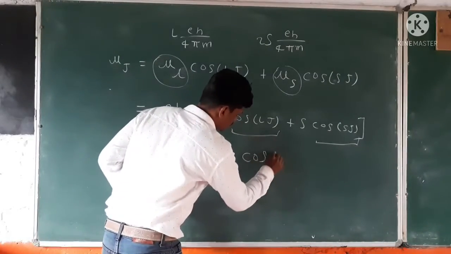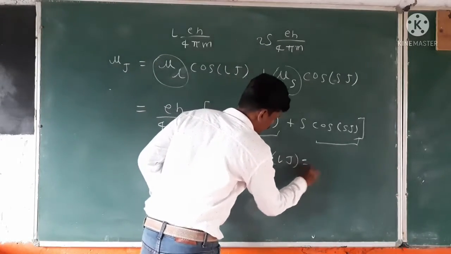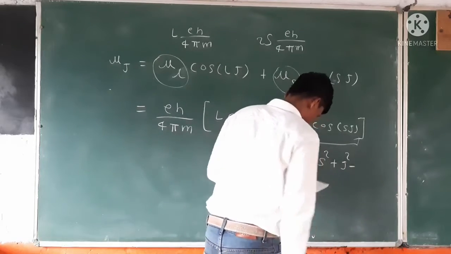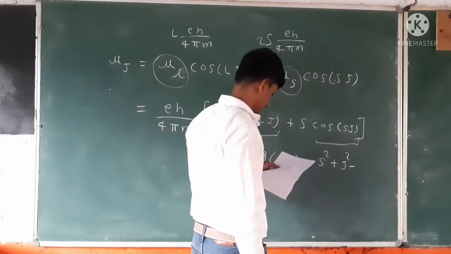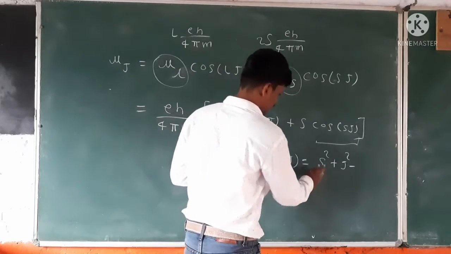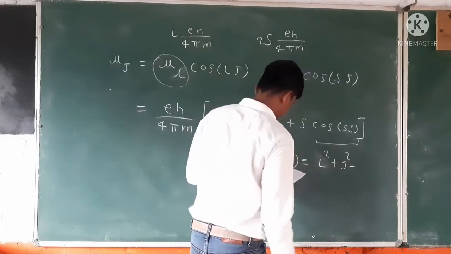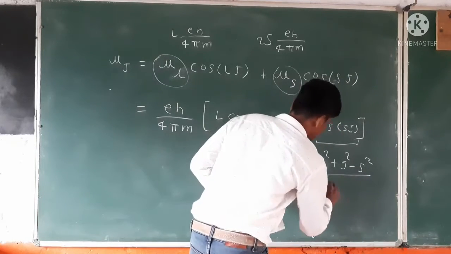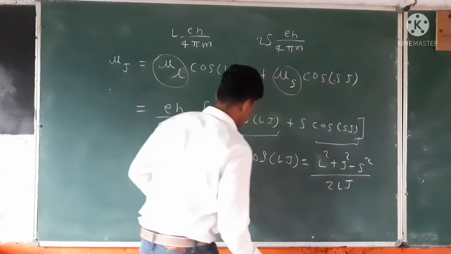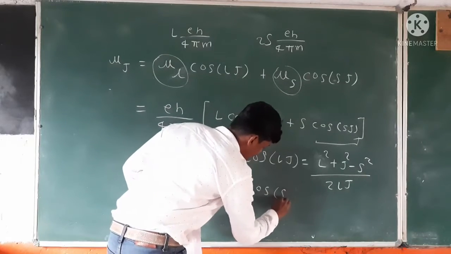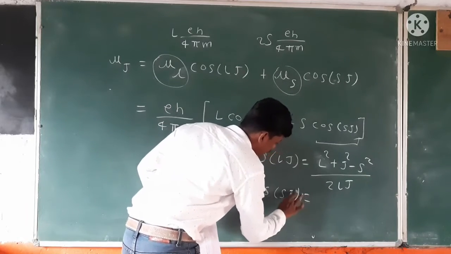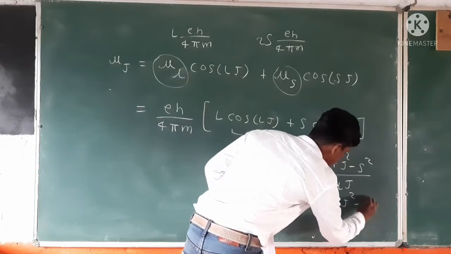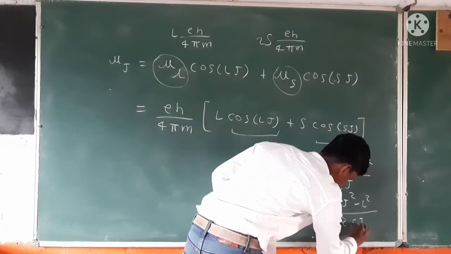cos Lj, we know it as (S square plus J square minus L square) by 2 Lj. Similarly, the value of cos Sj is S square plus J square minus L square by 2Sj.